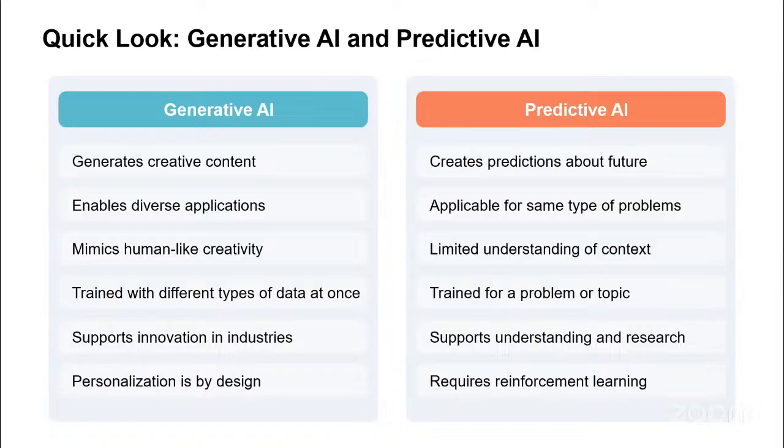And predictive AI has limited understanding of context. It is trained on a very specific problem and gives you some prediction based on that very specific topic, right? If you ask a predictive AI engine something random, like you train it on some images and then you ask it to write a song, predictive AI will not be able to do it, because generative AI has a lot of freedom of creating new content that the predictive AI doesn't have.